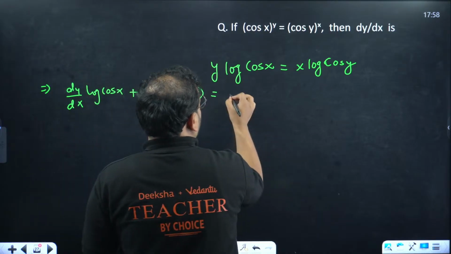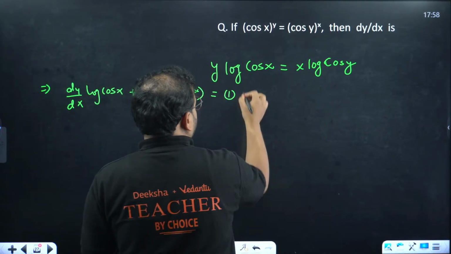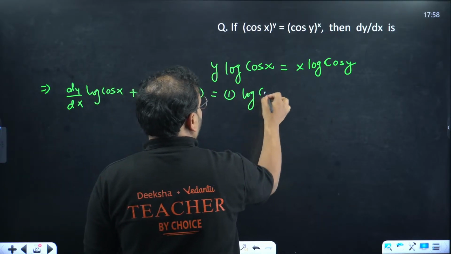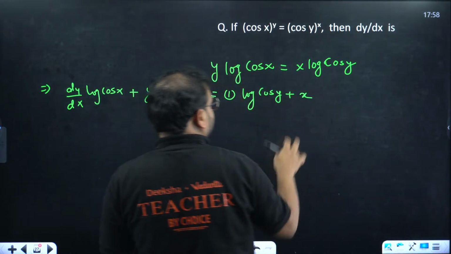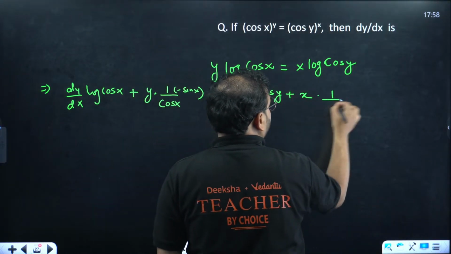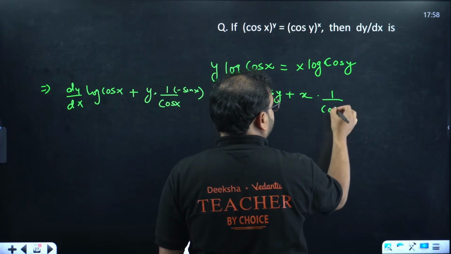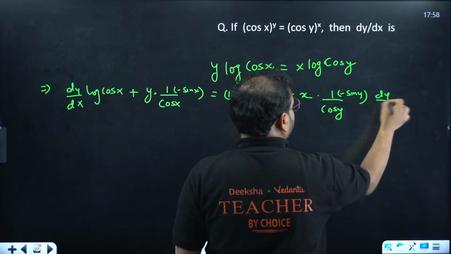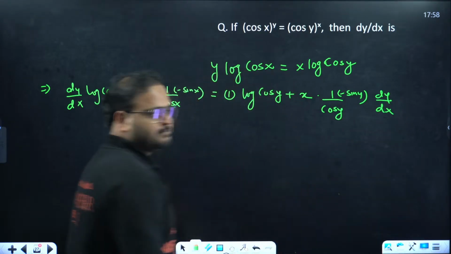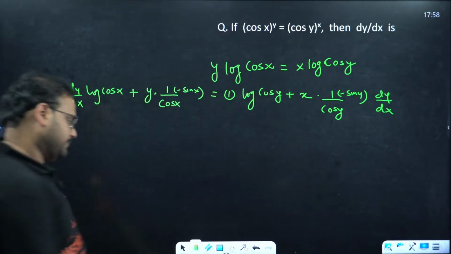Over here, if you differentiate x, you're going to get 1. Then you'll have log cos y as it is, plus x as it is, differentiate log cos y, you'll have 1 by cos y over here, differentiate cos, you'll get minus sin y, differentiate y, you'll get dy by dx. Dy by dx. Okay, sir.